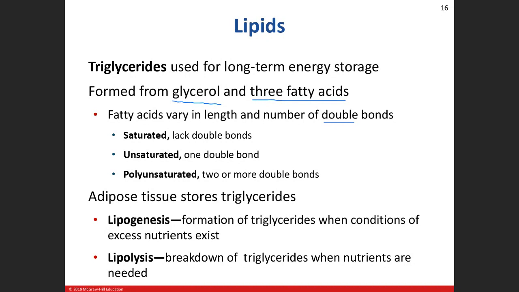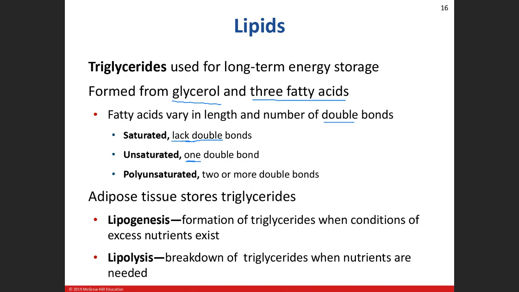If we refer to a fatty acid as saturated, that means there are no double bonds, none. They lack a double bond. If it's unsaturated, that means there's at least one double bond somewhere in that fatty acid. And if it's polyunsaturated, it's 2 or more.